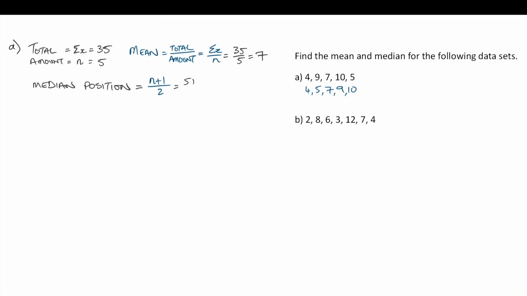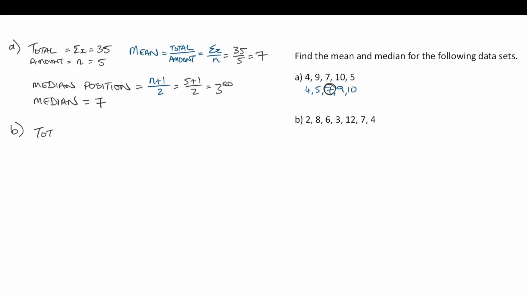We have 5 values. 5 plus 1 divided by 2 tells us the median is the third value. This is the superior technique, the more formal technique, and what we expect going forward. The third value is 7. Don't forget to identify that the median is 7.